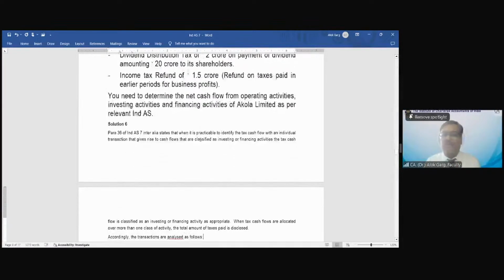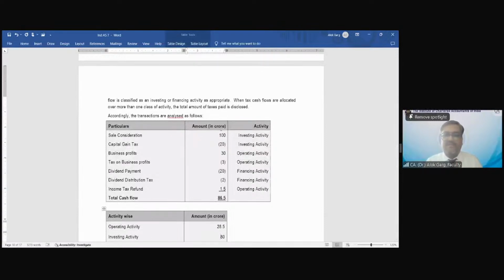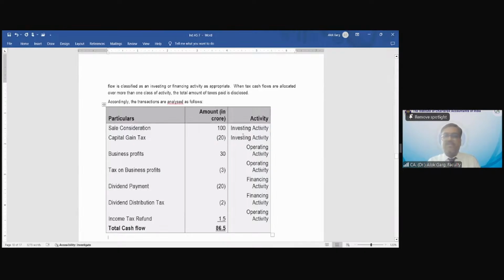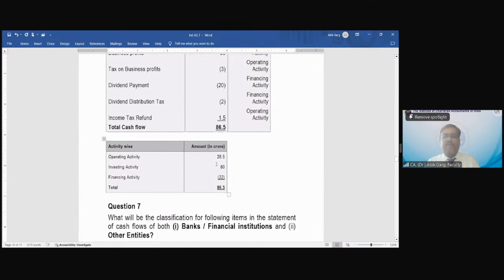So in this case, what is my cash flow? Sale consideration of PPE is investing activity. Capital gain tax is also investing activity. Business profit of 30 crore is operating activity. Tax on business profit is operating activity. Dividend paid is financing activity. DDT is financing activity. Income tax refund is operating activity. How will you classify? Operating activity is 28.5, which is 30 minus 3 plus 1.5 refund. Investing activity is 80, which is 100 minus 20.